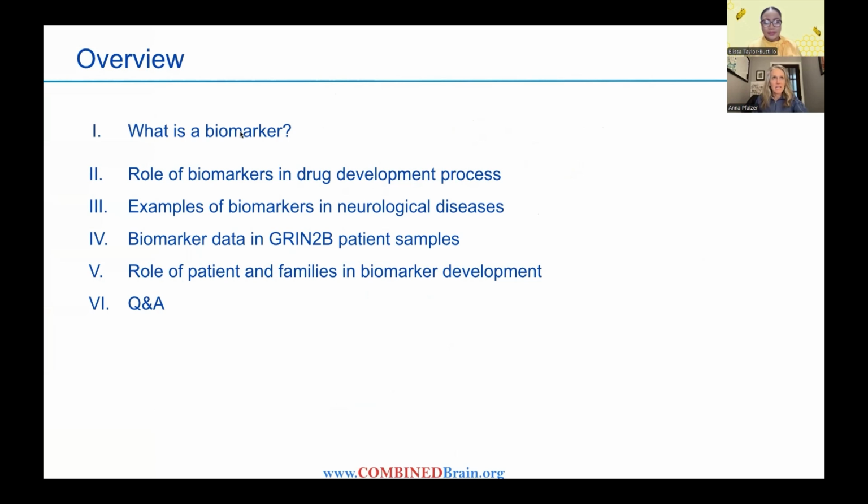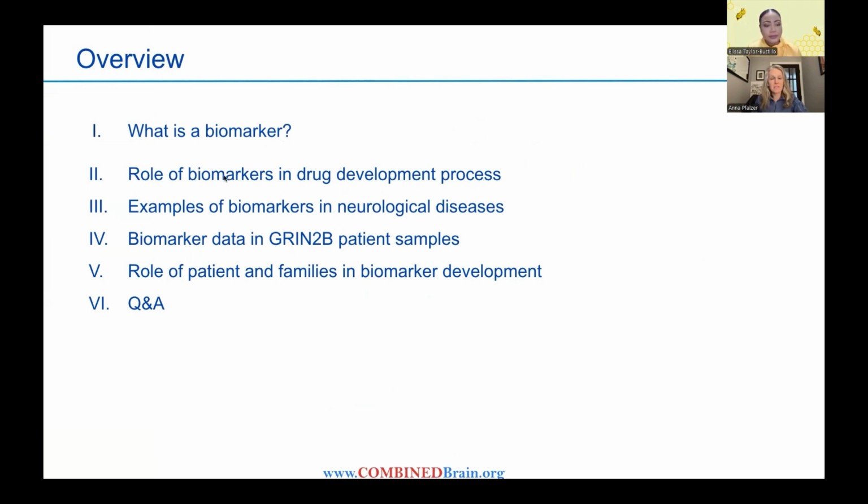I feel like everybody throws the term around, and even myself, I sort of get a little confused sometimes, but it seems really important. And so I want to make sure everybody really understands what a biomarker is and why lots of scientists and clinicians are obsessed with the concept of coming up with a biomarker for GreenTB related disorders.